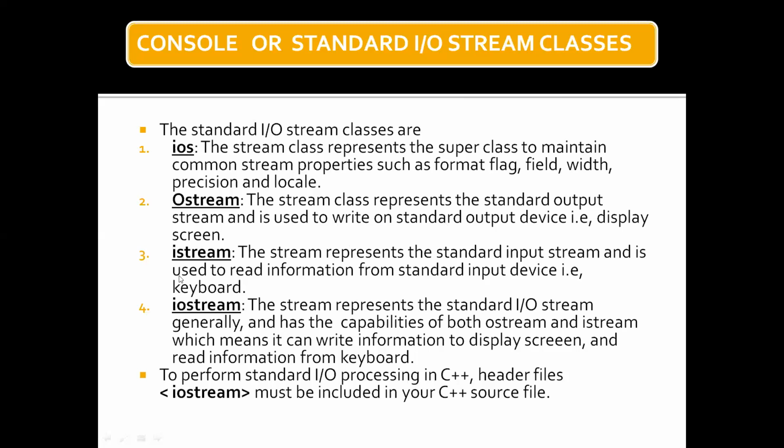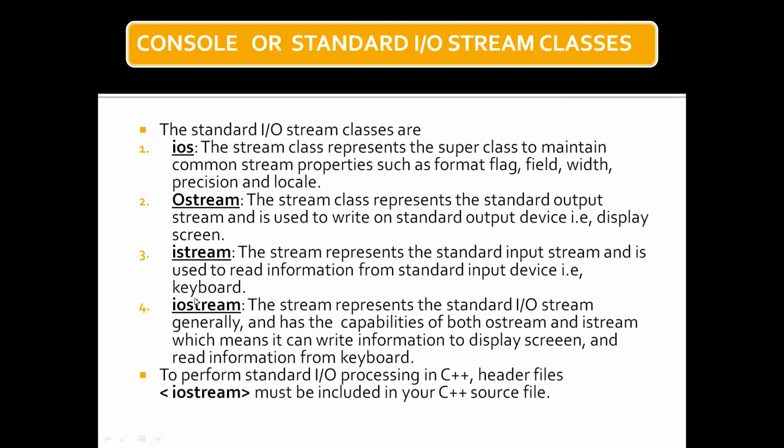The next one is istream. The istream class represents the standard input stream and is used to read information from a standard input device. That is nothing but a keyboard. With the help of the keyboard we'll be giving the input to the program to get the output. istream just reads the information, whereas ostream writes on a standard output device. So ostream is for writing, istream is for reading.